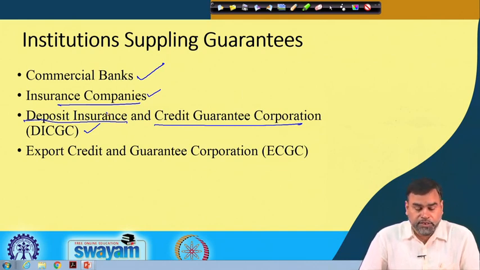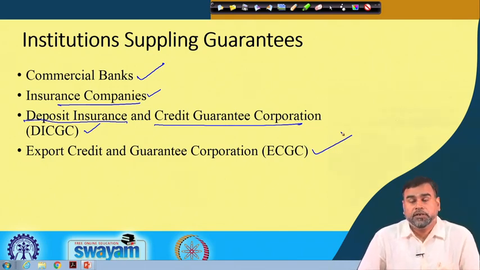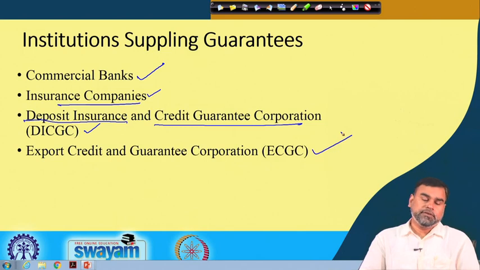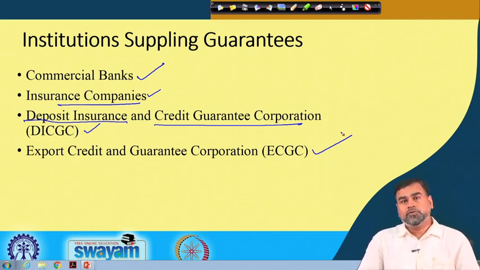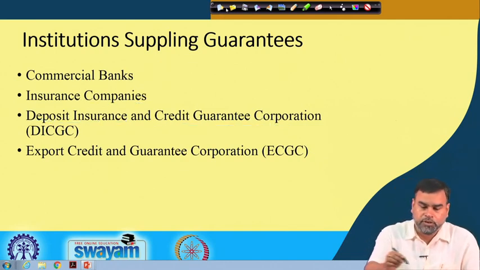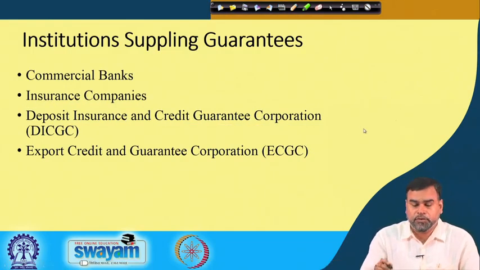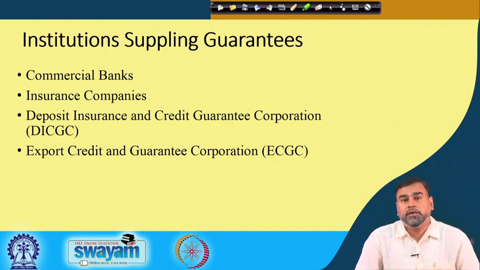Then we have the Export Credit and Guarantee Corporation, which basically provides guarantees for transactions related to export and import for trading purposes. For international trade, this particular organization plays a significant role in providing guarantees. So, these are the different kinds of entities which work in the financial system, making this market for guarantees relevant in the Indian financial system, and they also play a very significant role in the holistic development of the financial system in India.